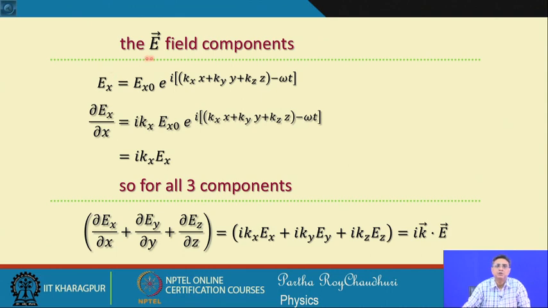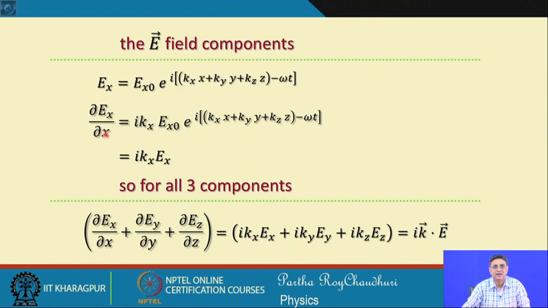Now, since we know that the electric field E_x satisfies this equation, the solution is E_x = E_x0 e^(i(k_x x + k_y y + k_z z − ωt)), where ω is the frequency of the electromagnetic waves, and k_x, k_y and k_z, as I have mentioned, are the three Cartesian components of the propagation vector in free space.